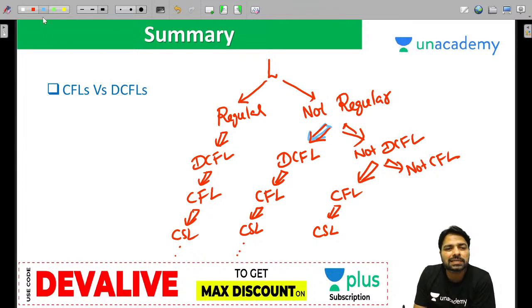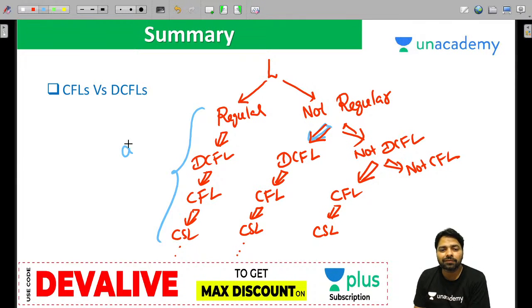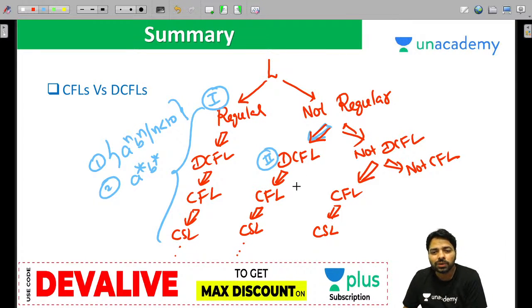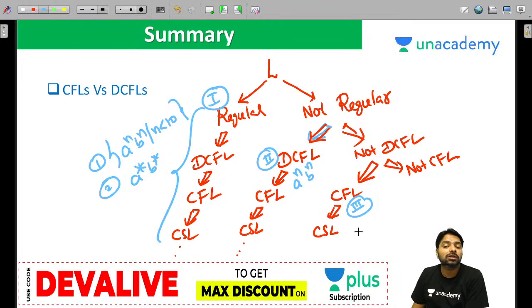If you want to see one example everywhere, regular: this side, you can take a finite language, or you can take A star, B star, right? These are the best examples here for the first one. And for the second one, DCFL, you can take just A power n, B power n. That's the third example.